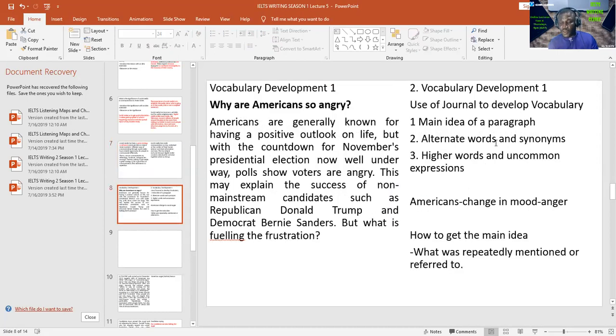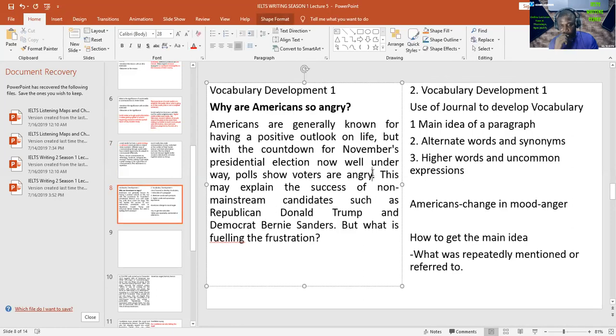The number two thing is to find alternate words and synonyms, words that are used interchangeably. Look at it. Americans are known to be having a positive outlook towards life, but with the countdown to November's general election well on the way, voters are angry. This may explain the success of non-mainstream politics. Okay, but what is fueling the frustration? So in this part, I'm going to be picking frustration. I'll be picking anger as used interchangeably.